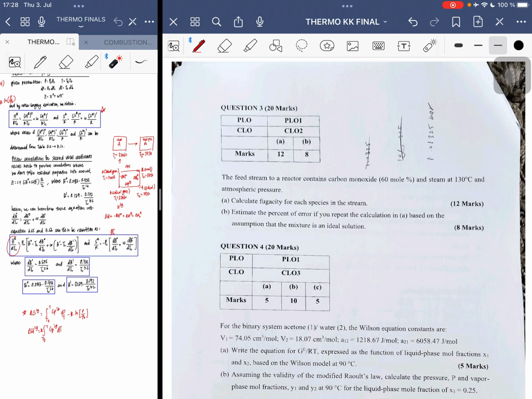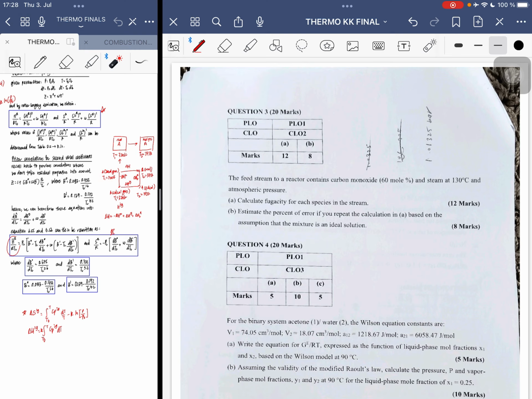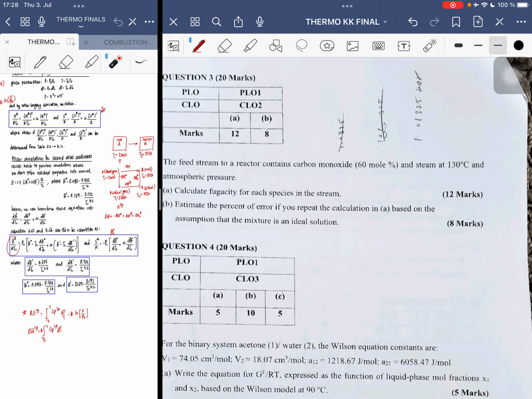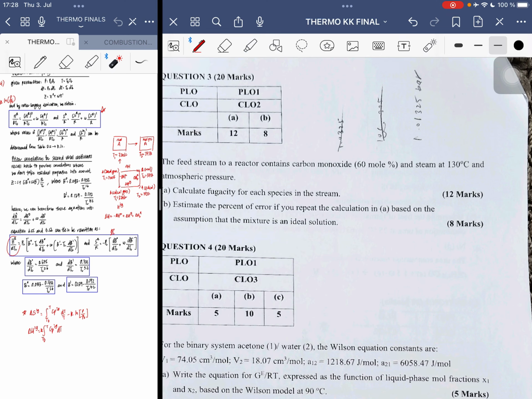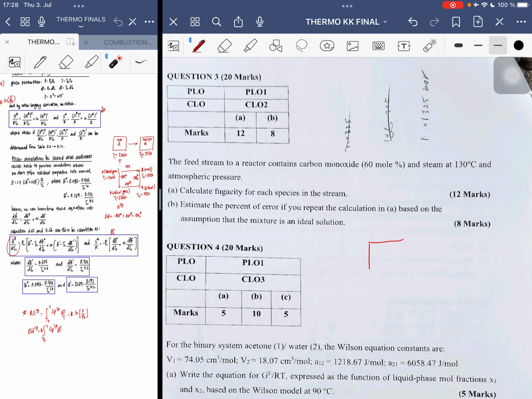Okay. So question 3. The feed stream to a reactor contains carbon monoxide and steam at 130 degrees. Calculate fugacity for each species in the stream. Estimate the percent of error. So they said in a feed stream to a reactor, so in a single stream, there's 0.6 mole of CO and 0.4 mole of water. The steam is water, right? And P is 130 and P is 180, or 1 bar.